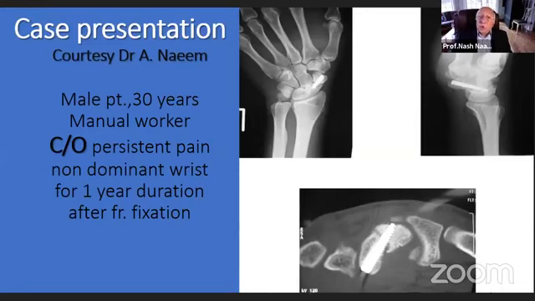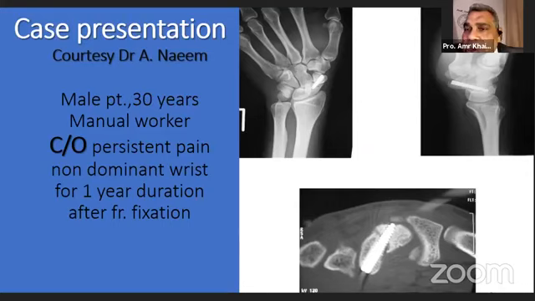Sir, this is for an experienced surgeon, who has done many approaches. But I want you to speak to the young junior surgeons. Which approach in this case would you prefer?